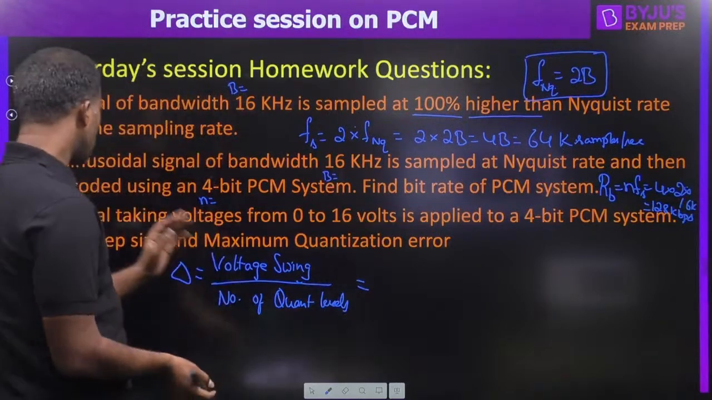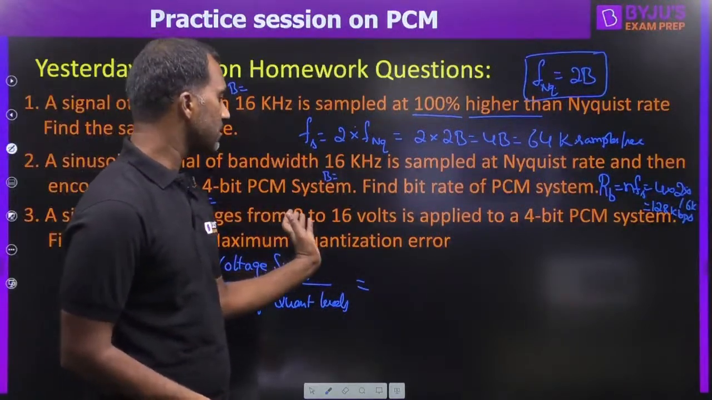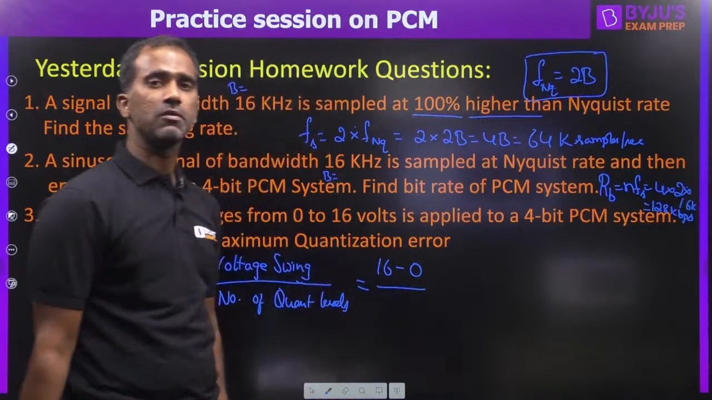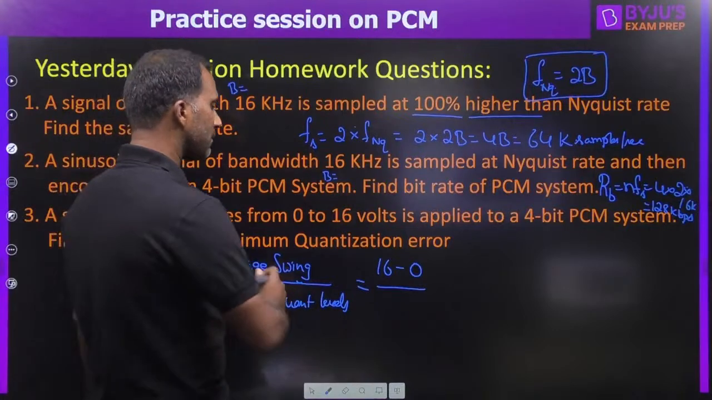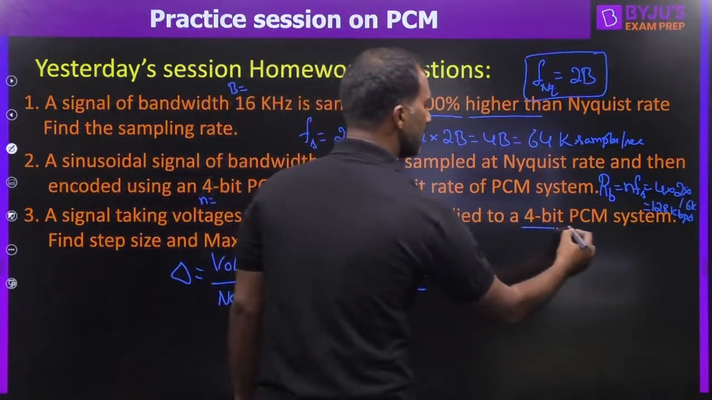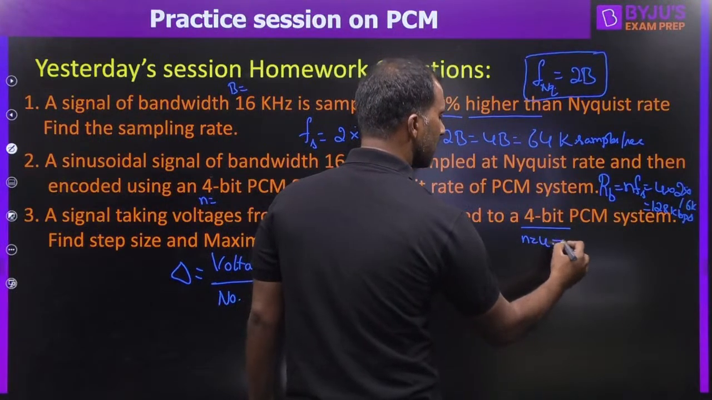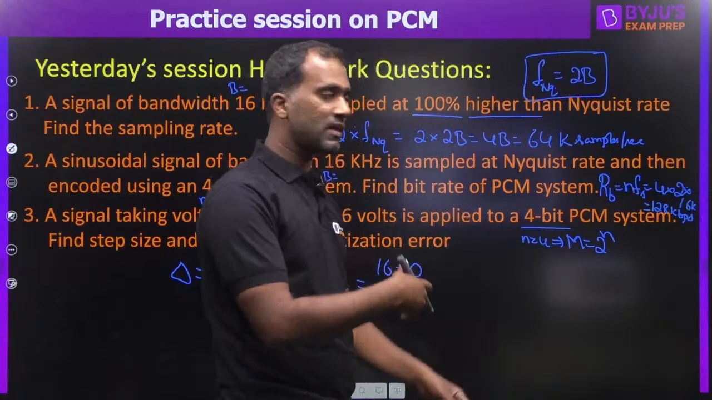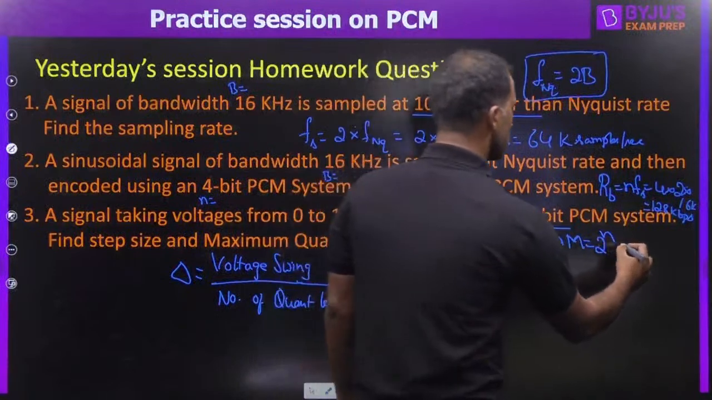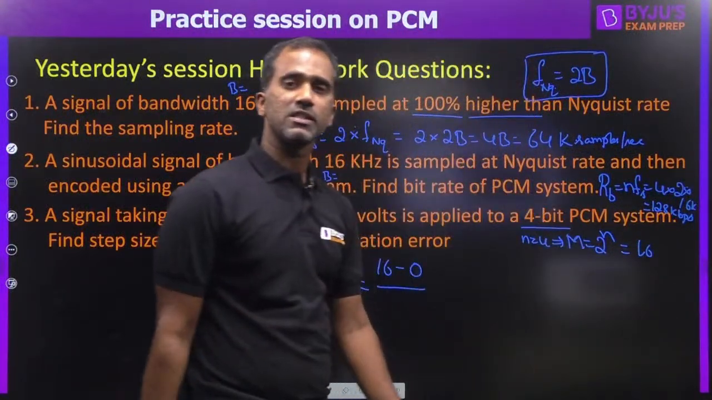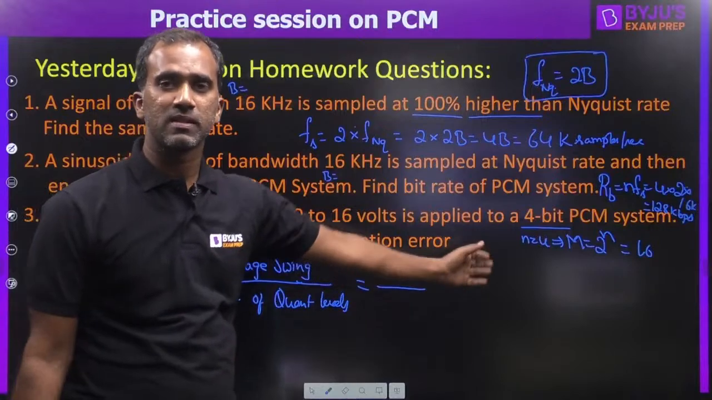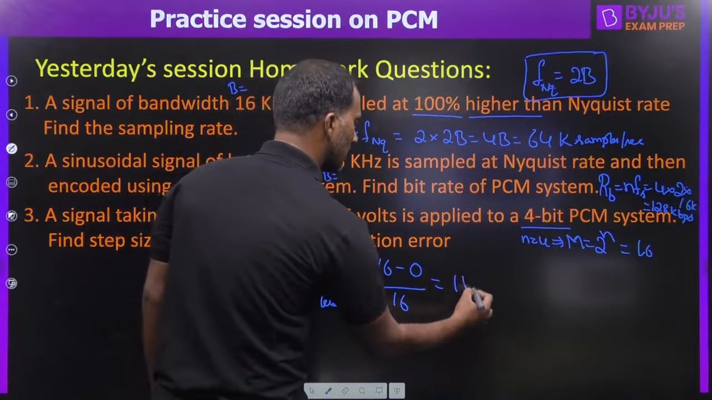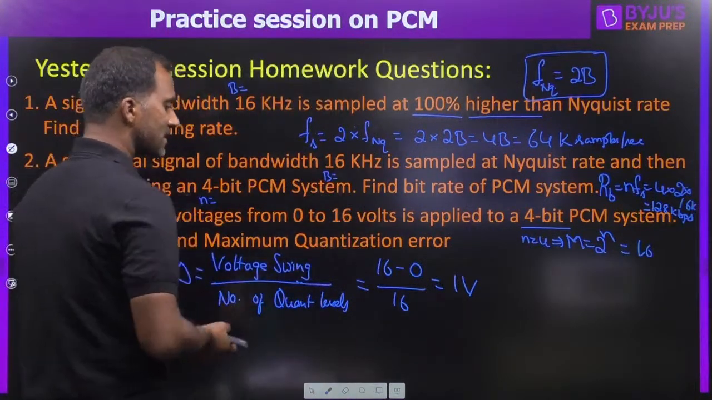What is the voltage swing? They are saying the voltages taken by the signal are from 0 to 16. Highest voltage is 16 minus lowest voltage is 0. The difference between them will give you the voltage swing, or the range of voltages possible. Divided by the number of quantization levels: because it is a 4-bit PCM system, n is equal to 4. If n is equal to 4, the number of quantization levels m is equal to 2 to the power of n, or the reverse relation is n equal to log m to the base 2. So it is equal to 16. The number of quantization levels that we can use is only 16, because the number of bits is fixed as 4. So you can substitute 16 here. It is 1 volt. So we got the step size as 1 volt.